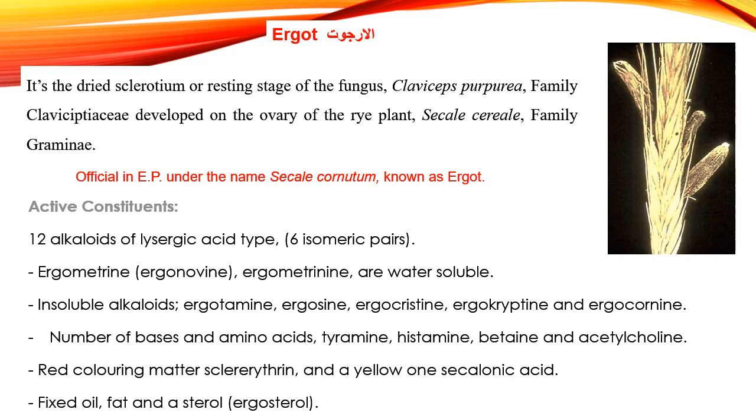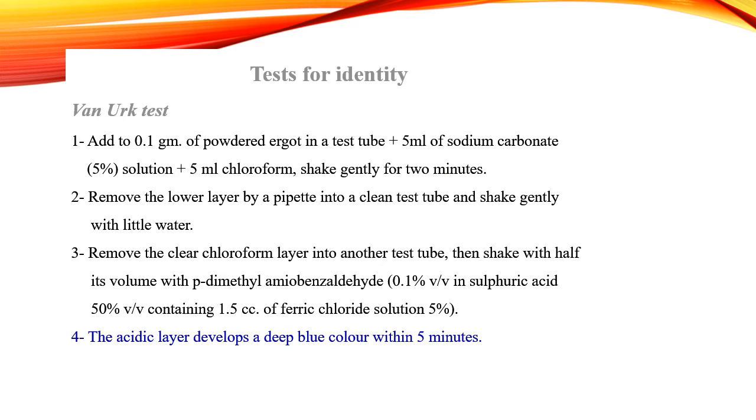Red coloring matter known as scleroerythrin. Yellow coloring matter known as secalonic acid. Fixed oil, fat, and sterol, especially ergosterol. Presence of ergot in food or cereal plants causing abortion, causing gangrene, and causing severe health problem. So it should be tested, especially in flour.